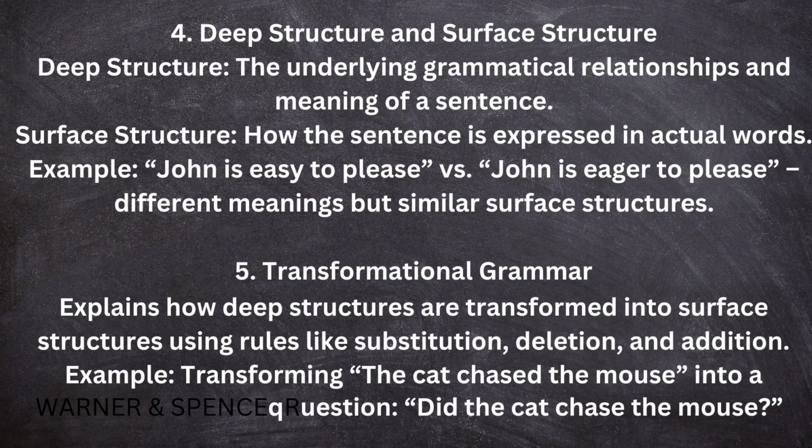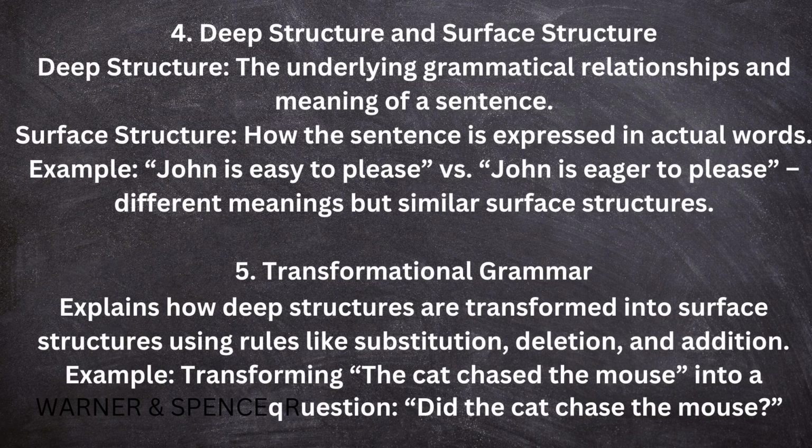Now let's talk about deep structure and surface structure that Chomsky talks about. Deep structure is the underlying grammatical relationship and meaning of a sentence, and surface structure is how the sentence is expressed in actual words. For example, John is easy to please versus John is eager to please. They have different meanings but similar surface structures. Please note the example, and you can see for yourself how deep structure and surface structure work. Now let's talk about transformational grammar.